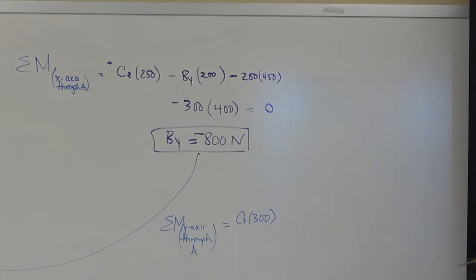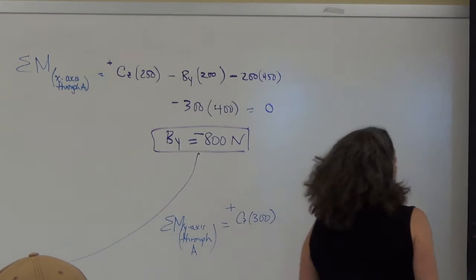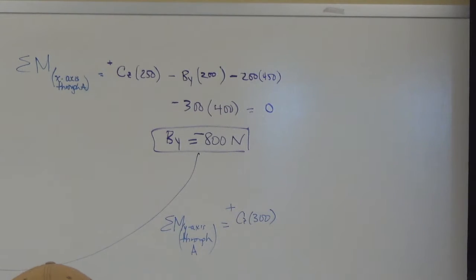Positive or negative? Positive. How about CX? CX times what? What's this number supposed to be here? Can you read this number? No. Yeah, 800. Like 800. Oh, yeah. It's 300.